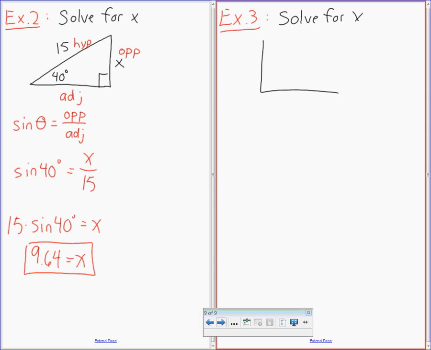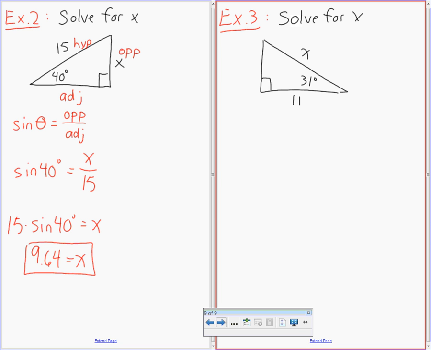And I apologize for the triangles. I'm doing my best. I know you don't think that I am, but triangles for some reason are very difficult for me. There we go. So there's a right angle. We have 31 degrees and we have x. If you don't know how to get started, label the triangle: opposite, adjacent, hypotenuse.